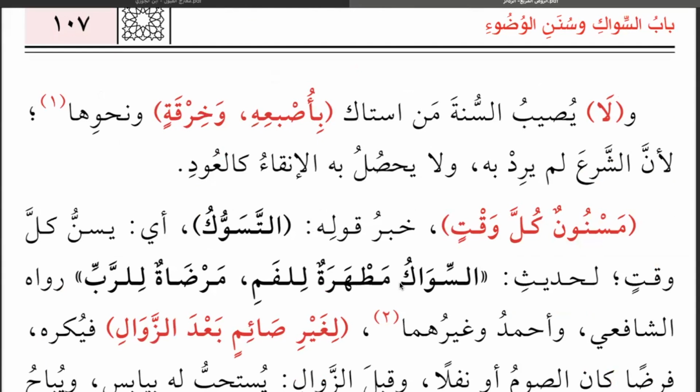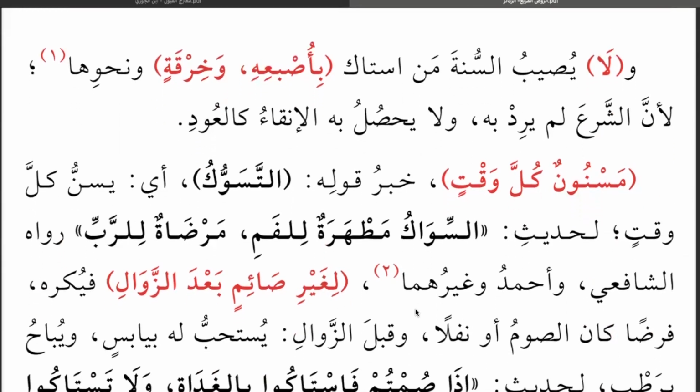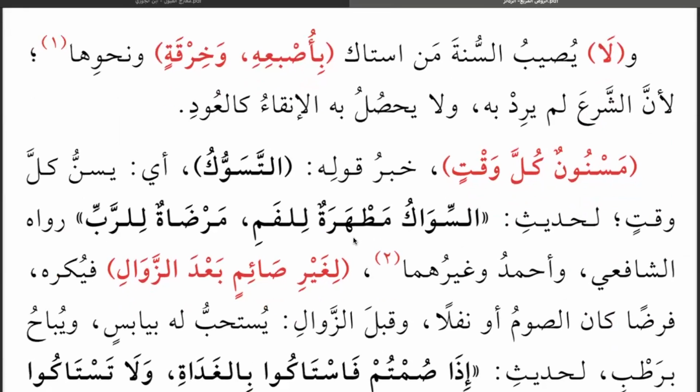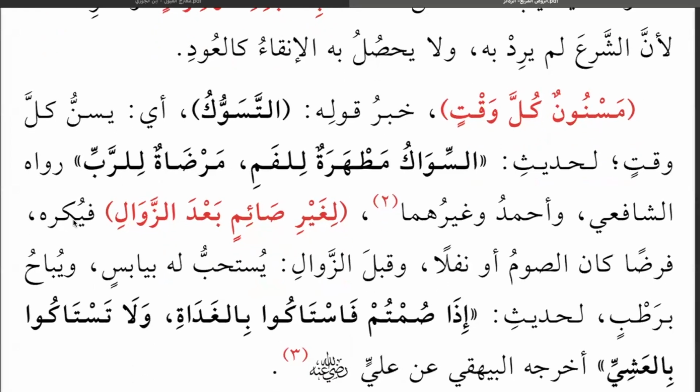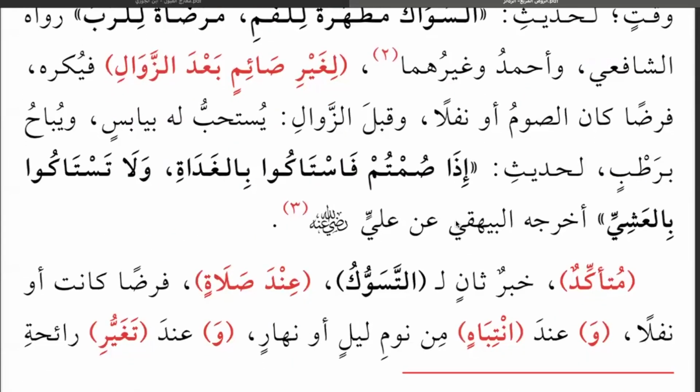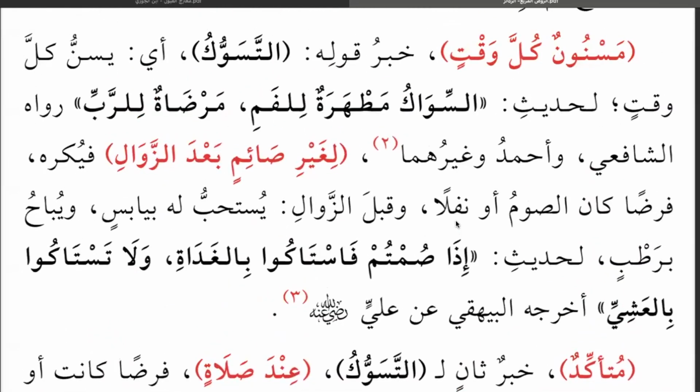لحديث السواك مطهرة للفم مرضاة للرب رواه الشافعي وأحمد وغيرهما. Because of the hadith: the siwak is مطهرة, a purification to the mouth, مرضاة للرب. المرضاة is from الرضا, which means seeking the pleasure of the Lord, Allah subhanahu wa ta'ala. And مطهرة, مرضاة, these are nouns. That means a person is doing that seeking the pleasure of Allah subhanahu wa ta'ala. رواه الشافعي وأحمد وغيرهما. And this is a sound hadith.